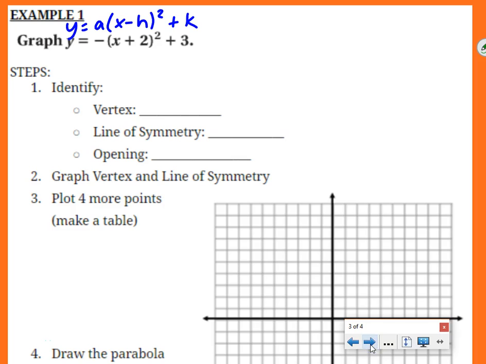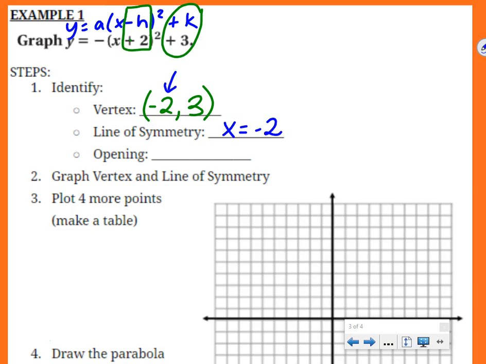Now once we do that, we can identify our vertex. So that is h. But remember, it's minus h. So if it's a positive, we have to flip it to negative 2. And then plus k. So it's going to be 3. So we have negative 2, 3. Line of symmetry is going to be the x piece of our vertex. So x equals negative 2. And then does our graph open up or down? Our a is negative 1, so it opens down.